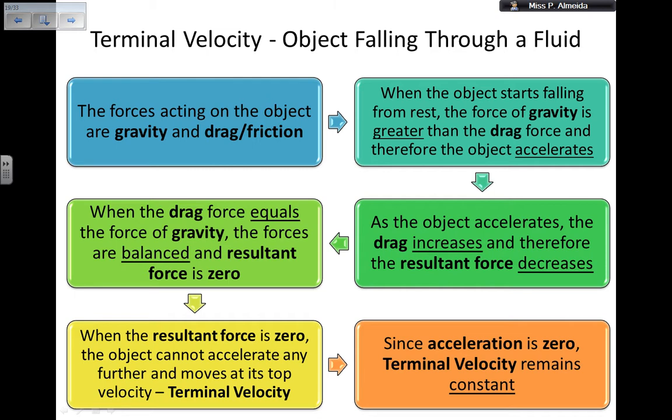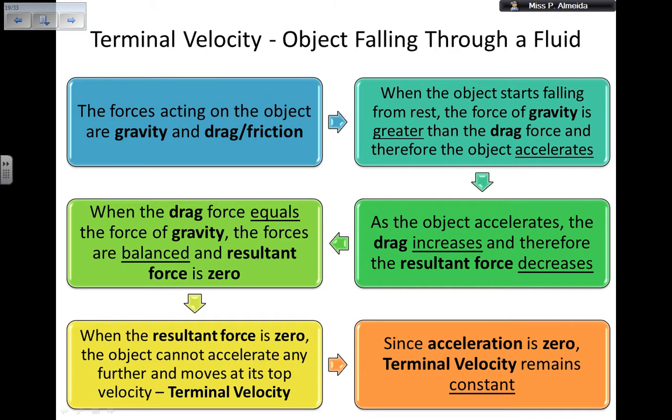When the object starts falling from rest, the force of gravity is going to be greater than the drag. This is because if you are moving slowly at first you only have gravity, and then as you fall, you start to collide with more and more particles. So gravity is greater than the drag first, okay? And therefore, because the forces are unbalanced, the object is going to accelerate because the velocity of the object is in the same direction as the higher force, the gravity, and therefore the object speeds up, so it accelerates.